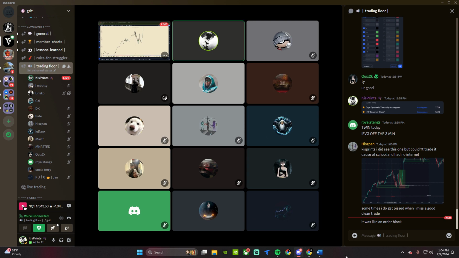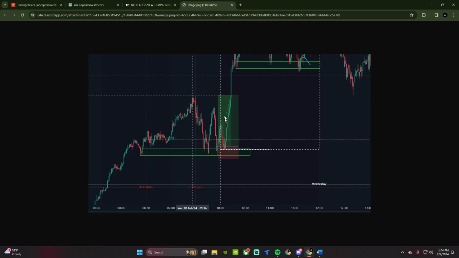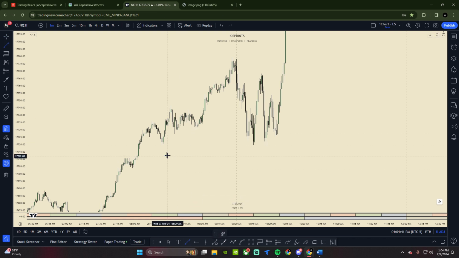It was like an order block. Okay, so let's go back to it. The way I saw this personally was equal lows. So this is the way I saw it. We formed equal lows here. It could be an order block, however you want to frame it.